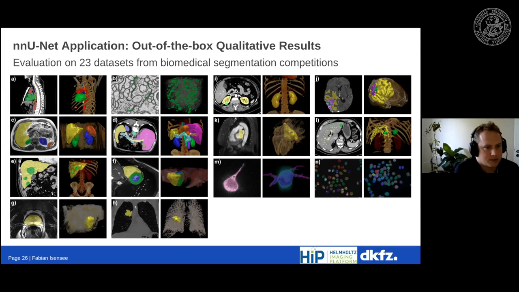And what's really nice is that even though nnU-Net was just developed on MRI and CT modalities, we are already seeing that nnU-Net quite nicely transfers to other imaging modalities as well. So for example, what we have here is scanning electron microscopy data. We have different types of MRI modalities that we haven't seen before, and we also have fluorescence microscopy data.